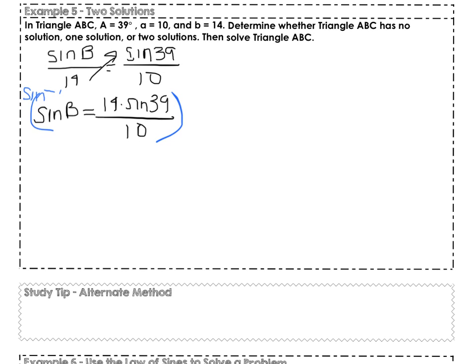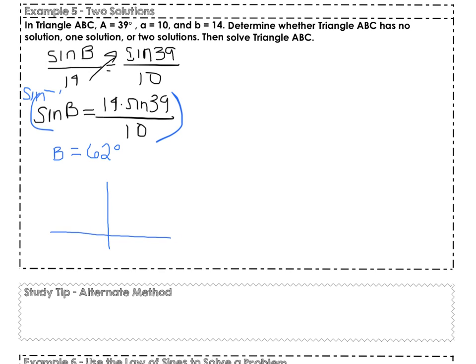All right, and so when we do that, that ends up giving our value for B, and so we figure out that angle B is approximately 62 degrees. Okay, so now we need to figure out, can there be a second case? Would it make logical sense?